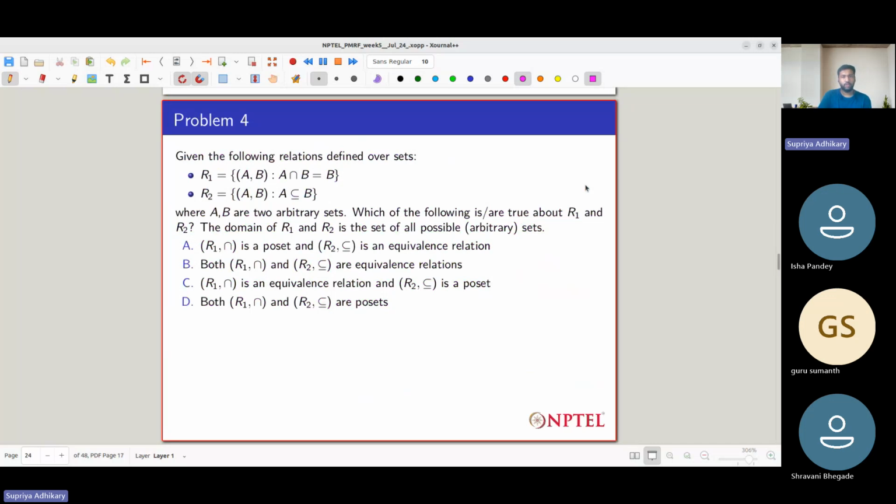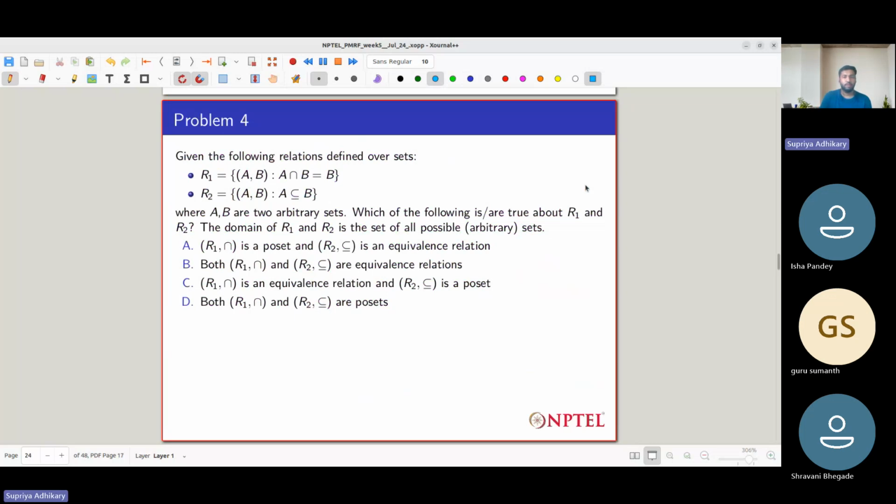In problem 4, we are given two relations, namely the relation R1, which says that two sets A and B are related whenever A intersection B is equal to B. And R2 is a relation which says that A and B are related whenever A is a subset of B.